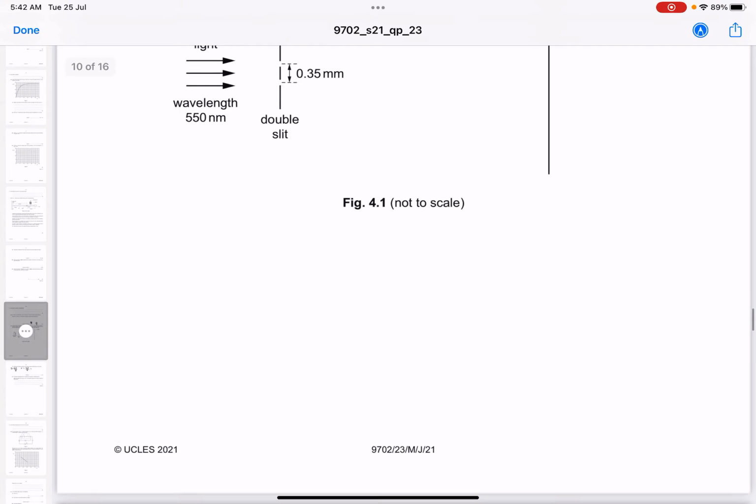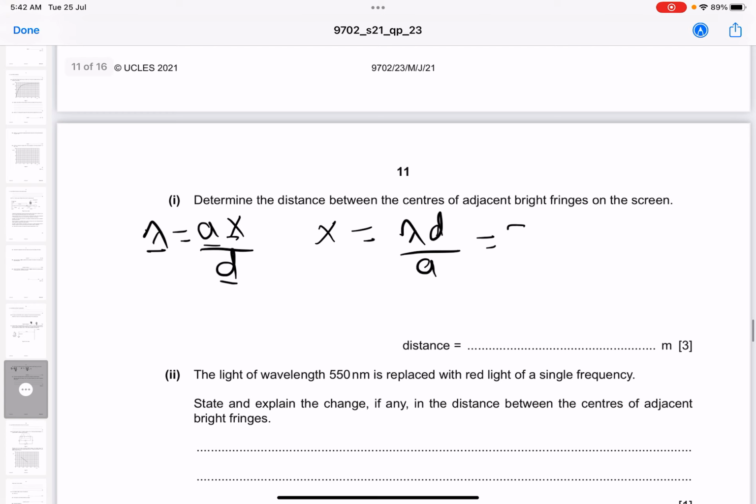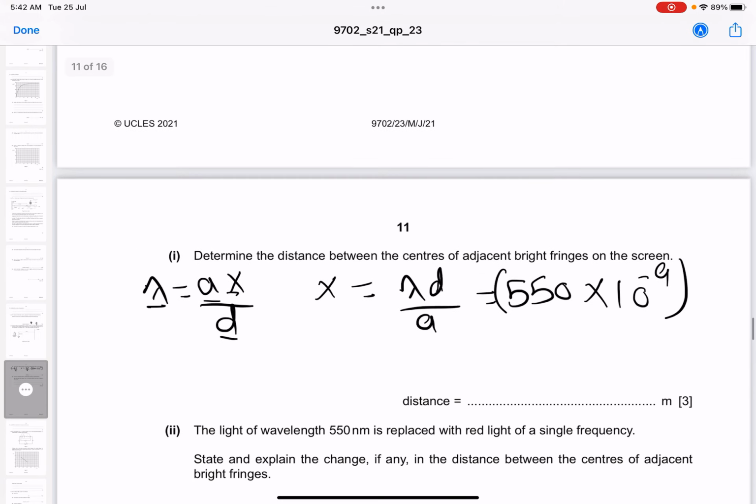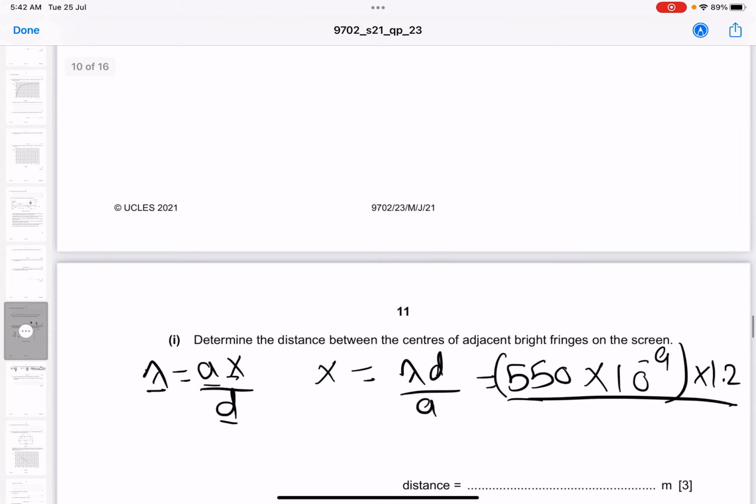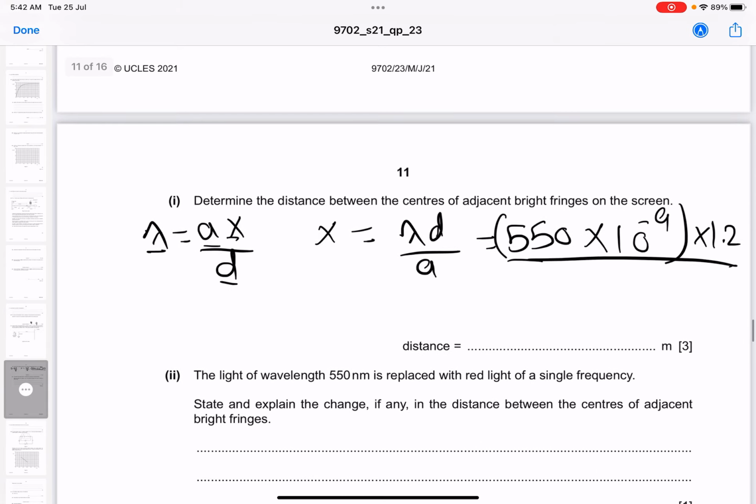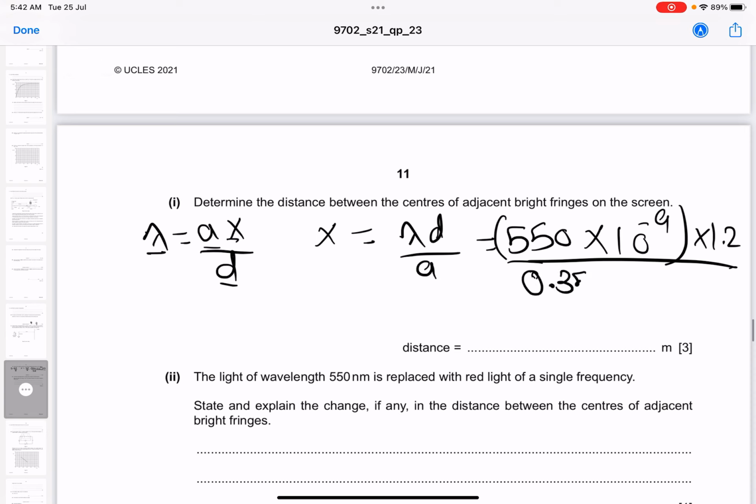Now lambda equals 550 nanometer, you should convert to meters, so everything is in the SI base unit, times 10 to the power minus 9, times D. D is 1.2, over a, which is the distance between slits, which is 0.35 millimeter. We should convert it to meter. 0.35 times 10 to the power minus 3. Okay, add this to the calculator, guys. 550 times 10 to the power minus 9 times 1.2 over 0.35 times 10 to the power minus 3.